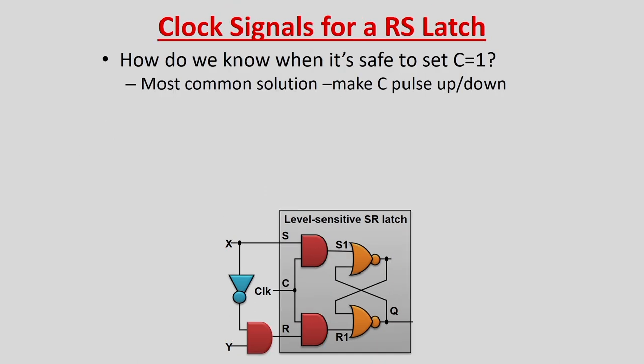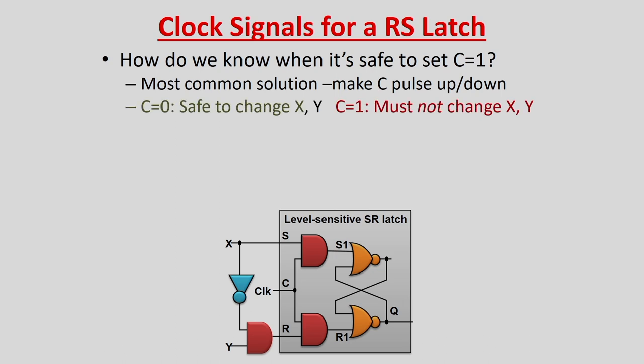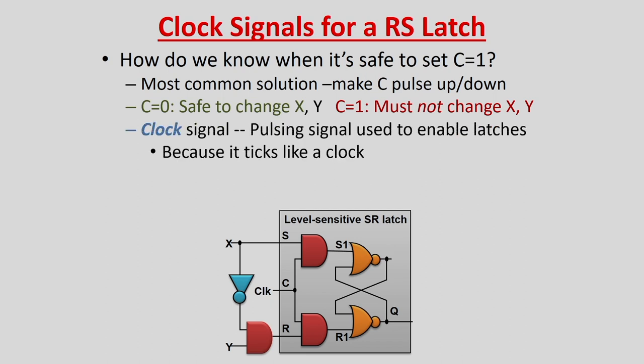Suppose, how do we ensure this? How do we know when it is safe to set C equal to 1? The most common solution is to make C pulse up and down. When C is equal to 0, as seen earlier, it is safe to change, and when C is equal to 1, we must not change the values of x and y. Clock signals are pulsing signals used to enable latches because they tick like a clock.